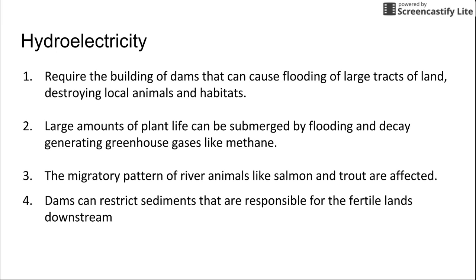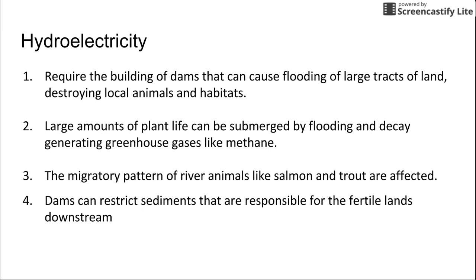They can also restrict sediments that are responsible for the fertile lands downstream. So a lot of times these rivers are bringing down a lot of nutrients to land downstream. And if we're restricting that sediment movement by putting up a dam, this can produce a lot of problems for people that live on the other side of the dam. Now, I will say that there are a lot of technologies in this as well, and some have started to do a gradual release where they start to remove the dams and put in less long-term things in order to produce this hydroelectricity without the requirement of dams, but that technology is still new and not widely used.